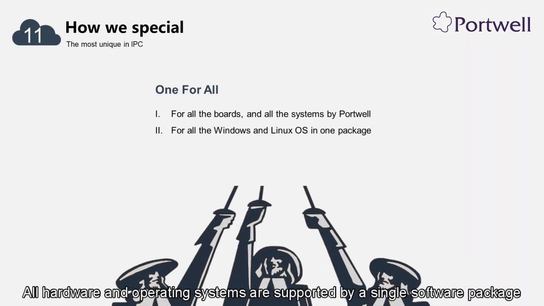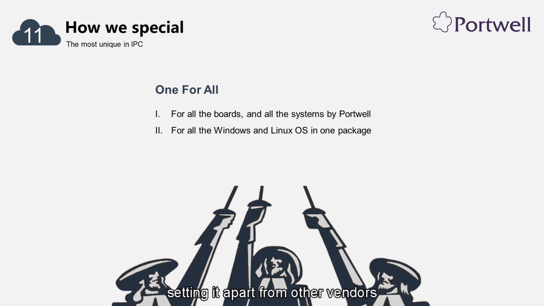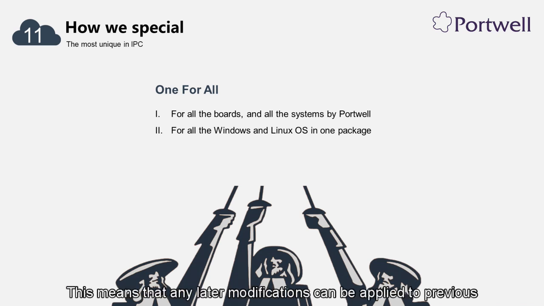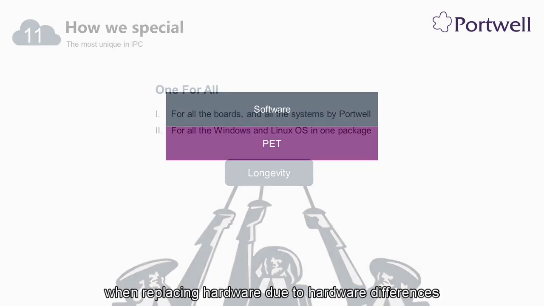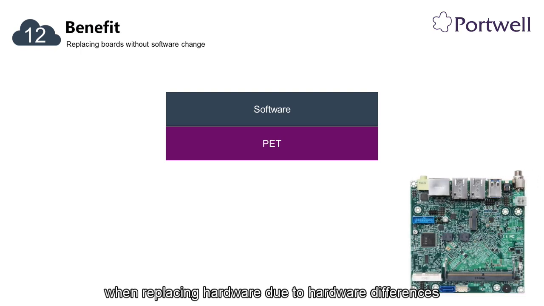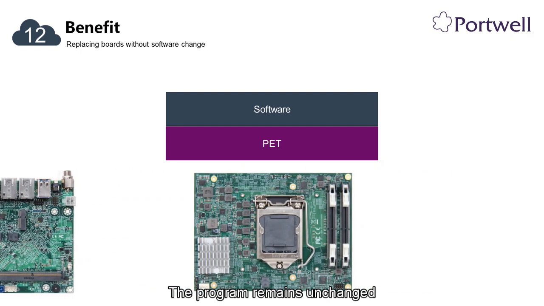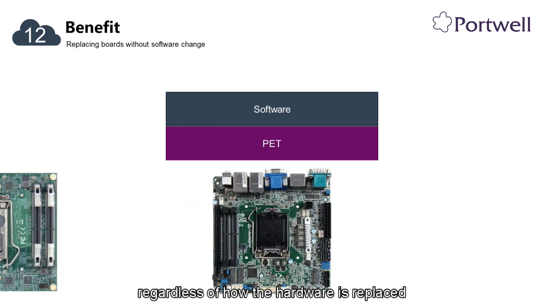PET is very special. All hardware and operating systems are supported by a single software package, setting it apart from other vendors. This means that any later modifications can be applied to previous models as well. This ensures that even older products remain updated and compatible. With PET, customers don't need to modify the program when replacing hardware due to hardware differences. The program remains unchanged, regardless of how the hardware is replaced.